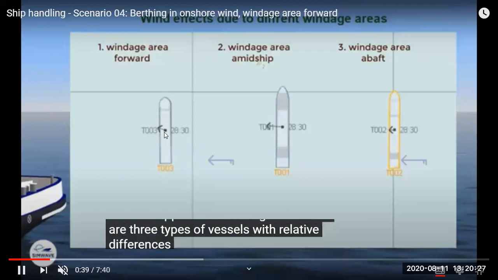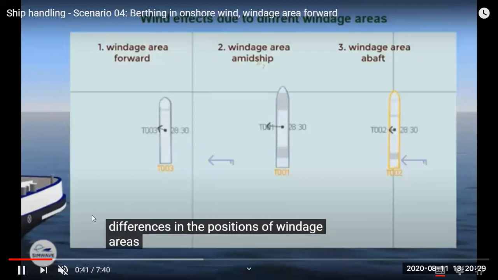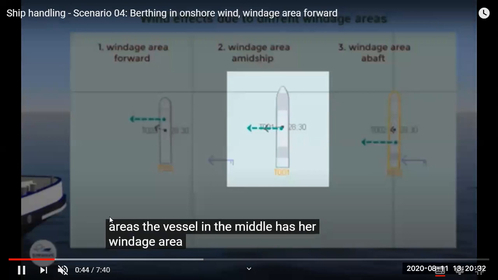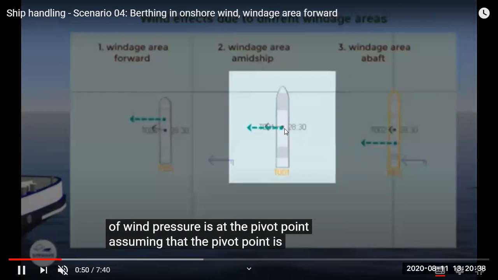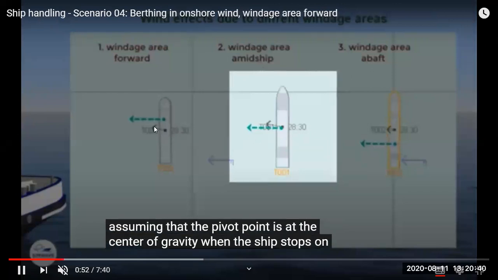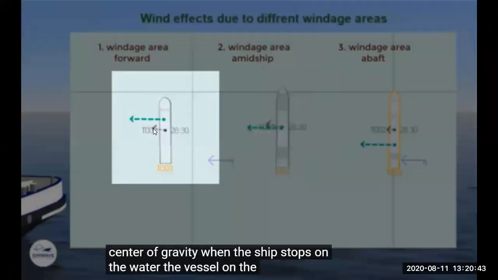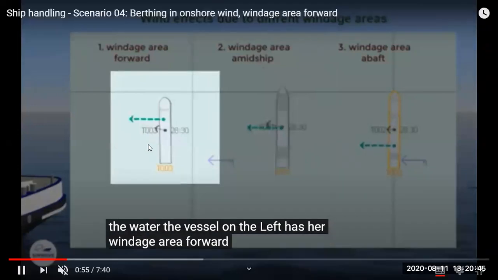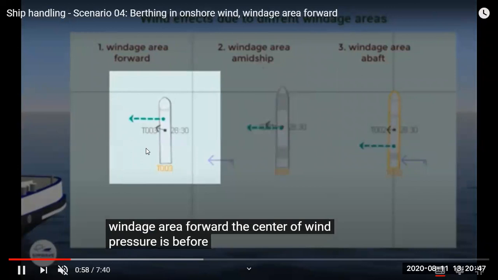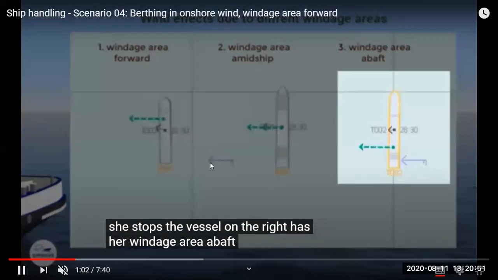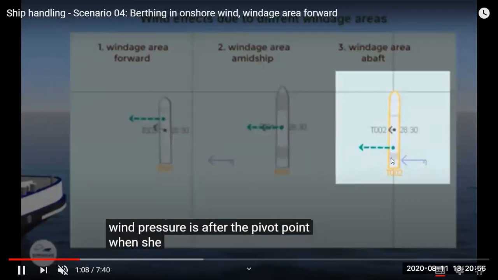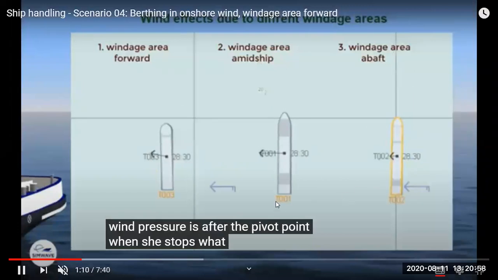So you see first where is the windage area and where is the pivot point. In this case, when the ship is stopped, windage area is amidships and the pivot point is at the center. In case number 1, the windage area is forward. So when the windage area is forward and the pivot point is at center, how will the ship move, and then when the windage area is aft, how will the ship move.